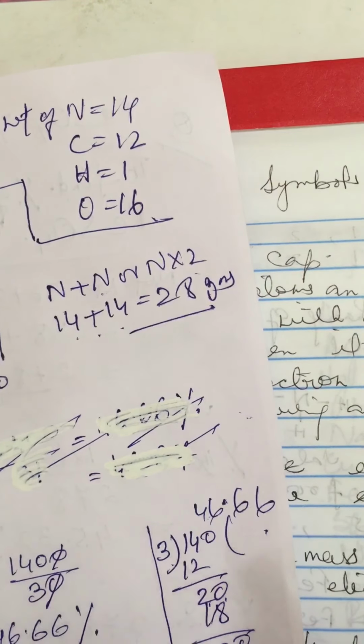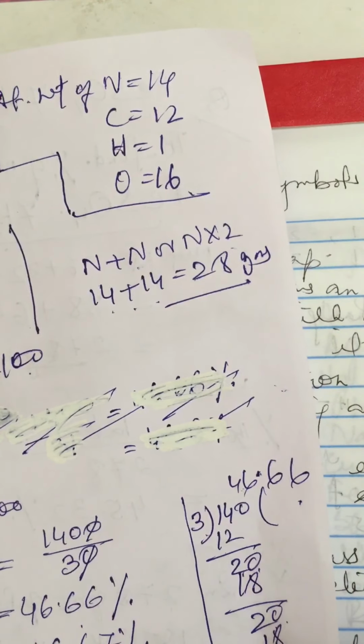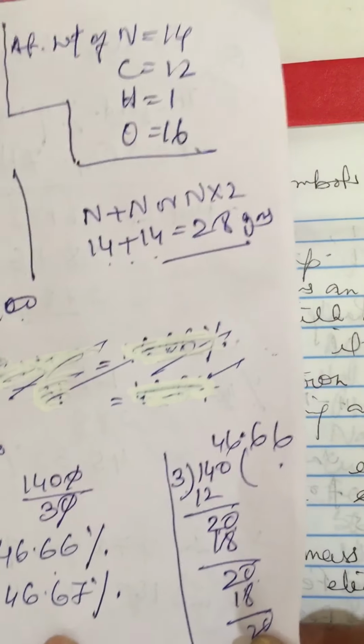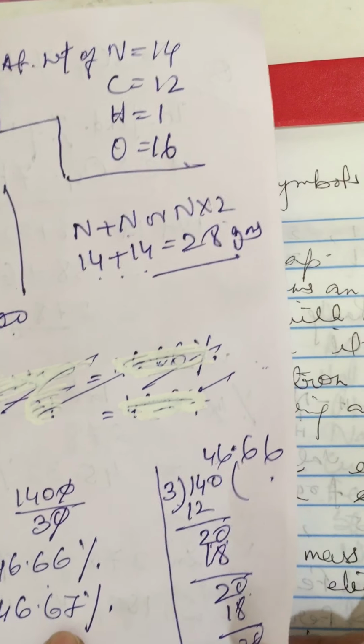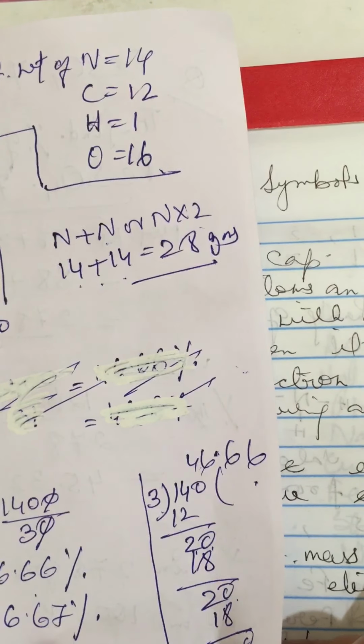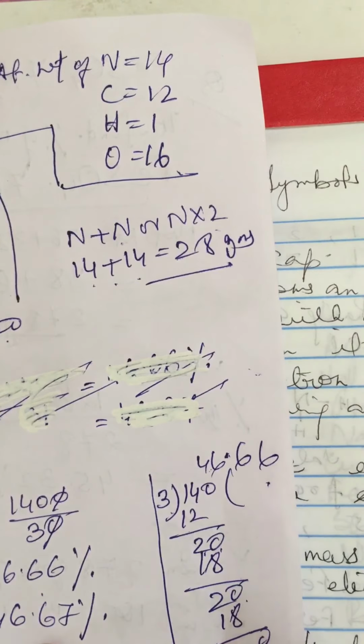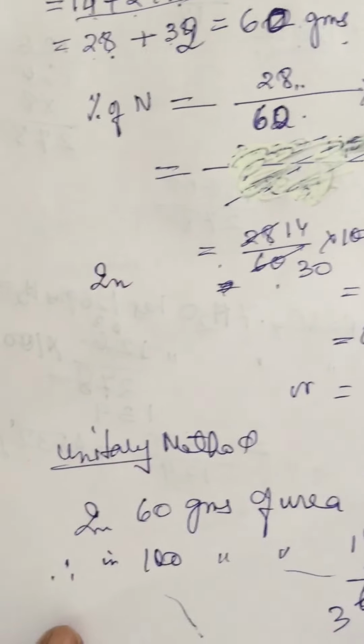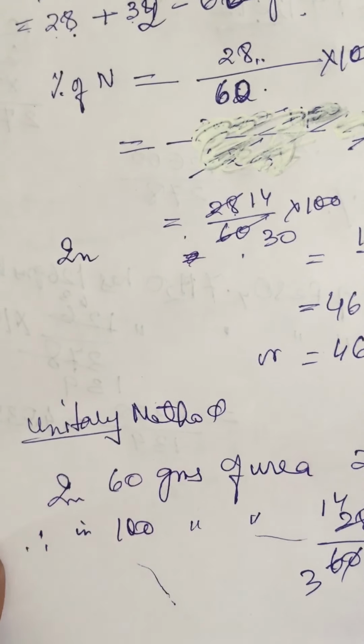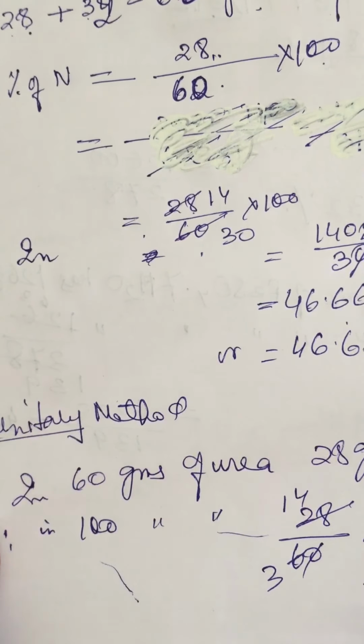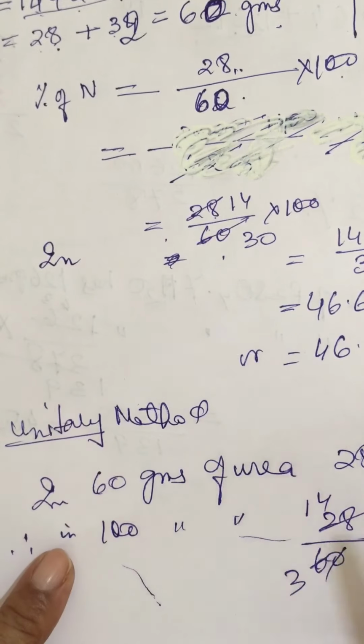So you put 46.6%, or if after 2 decimal places you can always round it up to 46.667%. This is the answer. But if you want another method, like in case you forgot, there's nothing wrong in it.